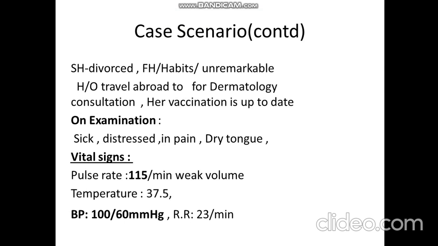On examination, she is sick. كانت تعبانة. Distressed, not hygienic. She's in pain with a dry tongue. Vitals: pulse rate 115, weak volume, temperature 37.5, blood pressure 100 over 60.